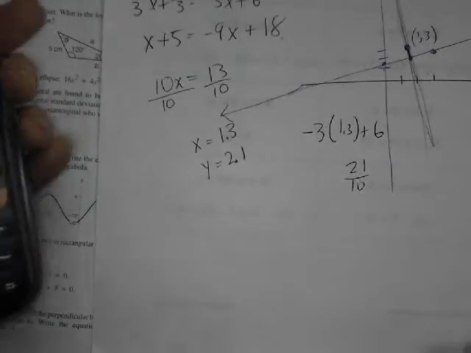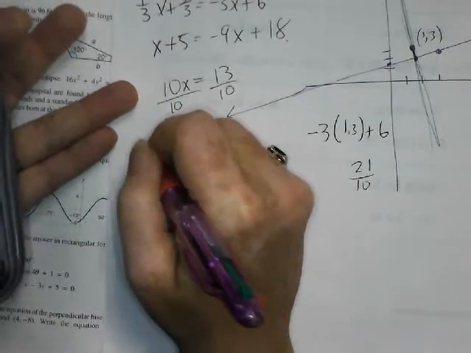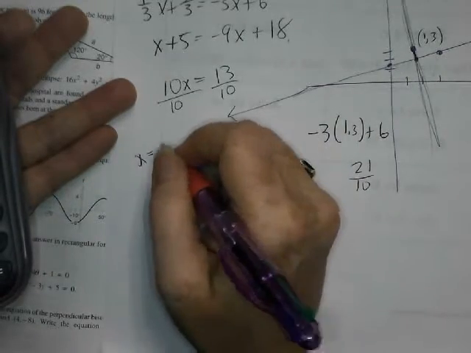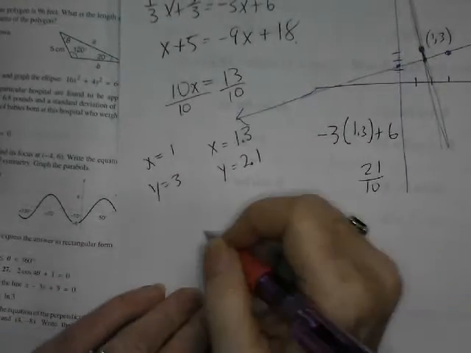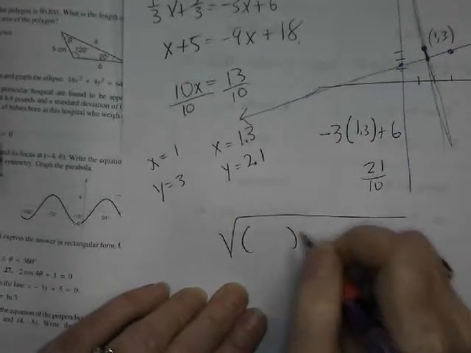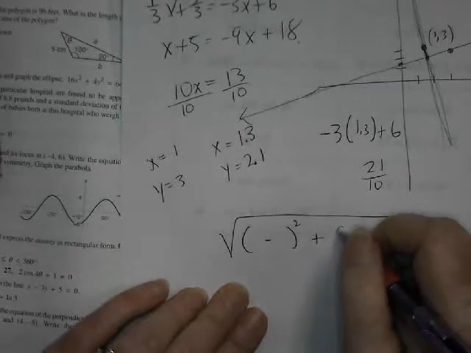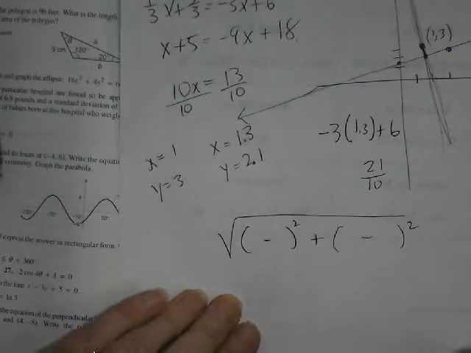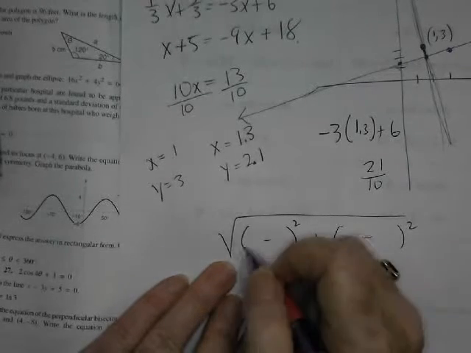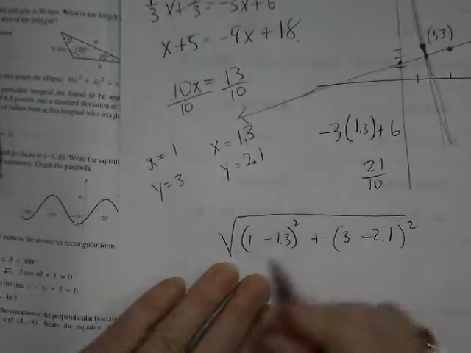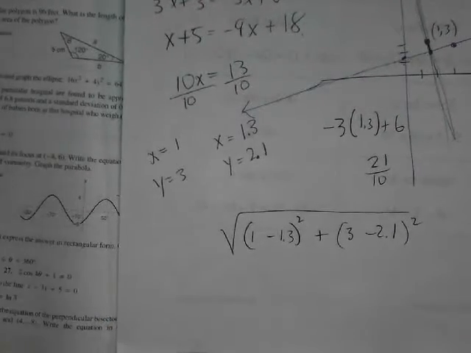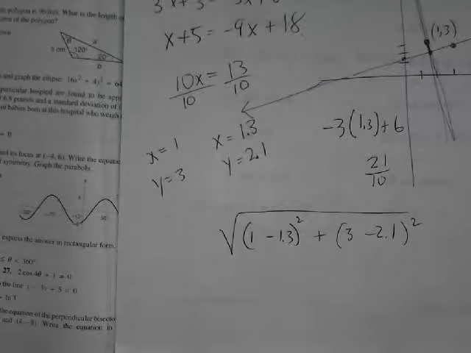So there's your x and y, and then your other x and y was the ordered pair, x is 1 and y is 3, and so I can put those in my distance formula. You find the difference of the x's, square it, find the difference of the y's, square it, and that's your distance. So the x's, I can just go 1 minus 1.3, all squared.